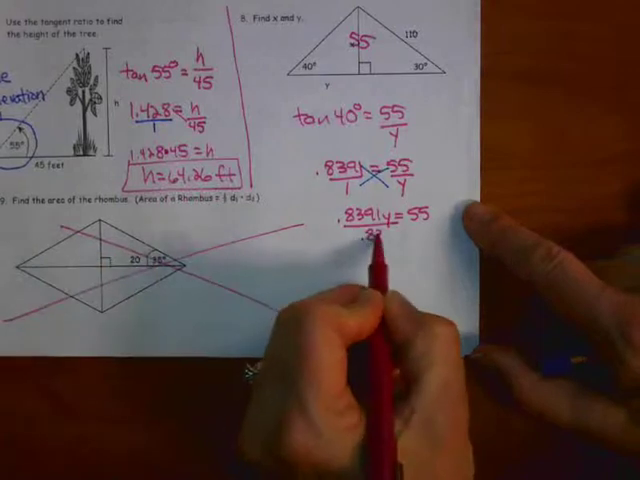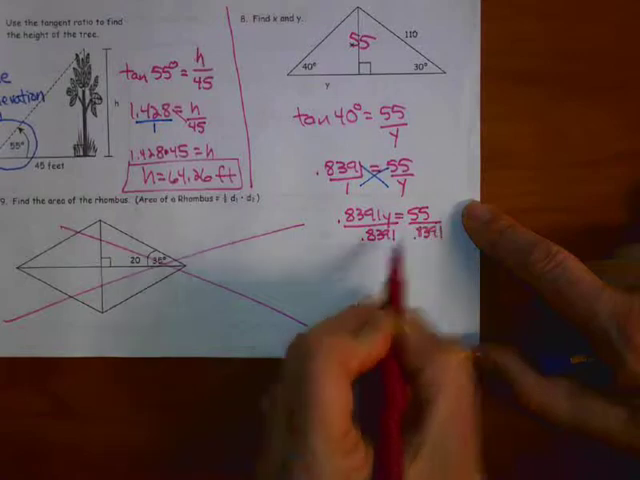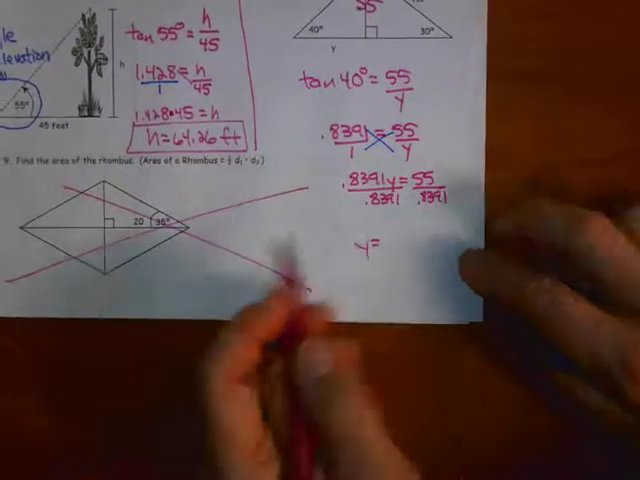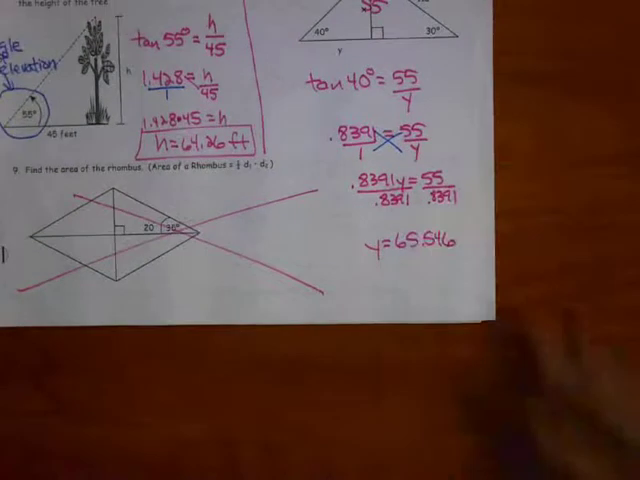Divide. I know you really want to know how long y is here. You ready? Y is 65.546. So that's tangent ratio. You know trig now. So cool. Yeah, trig.